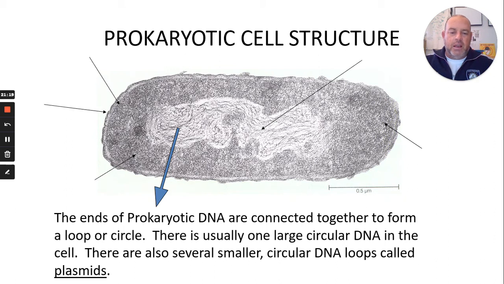Couple things about the DNA in there. The ends of the prokaryotic DNA are connected, which means they form a loop, they form a circle. Prokaryotes, bacteria, they only have one circular chromosome. All that DNA you see in there is all linked together into one big loop. It's just folded back on each other, but it's all connected into one large circular DNA. Sometimes there are several smaller circular loops of DNA in there, and those are called plasmids. We'll talk about plasmids more when we get to genetics, but they hold little specific pieces of code that are done for little specific jobs.